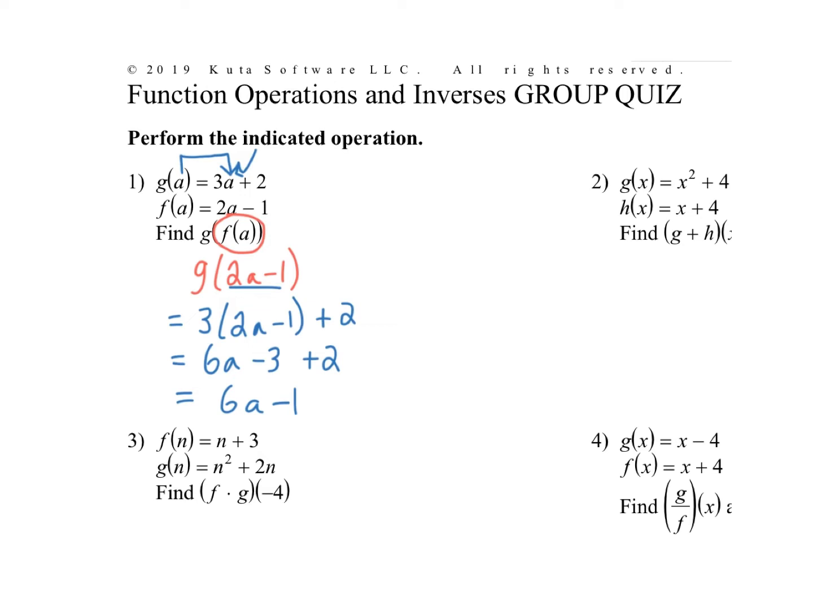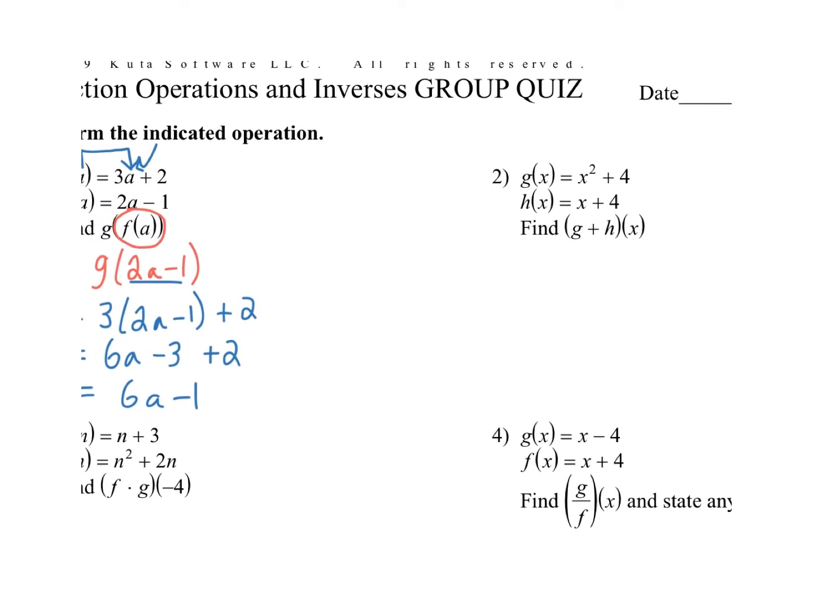Okay, moving along, number 2 here. We are doing adding functions together. So g plus h of x. We're just going to simply take the 2 function rules and add them together. I don't even worry about parentheses with addition, because all we're going to do is combine like terms.